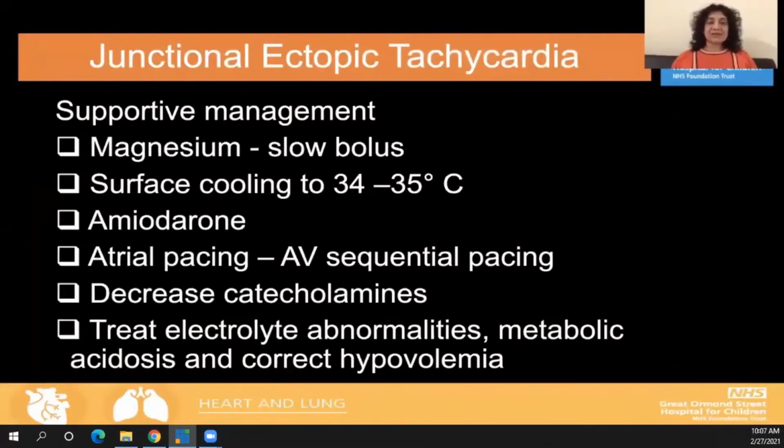What is the management of JET? Supportive management. It's important to bring the temperature down. It's often called the warming up tachycardia. Keep the temperature in the normal range, and sometimes use systemic hypothermia to convert to sinus rhythm. One can give magnesium, amiodarone, and decrease the catecholamines. One may also need to use atrial pacing, particularly AV sequential pacing, when the heart rate is down. Treat electrolyte abnormalities, any metabolic acidosis, and correct hypovolemia.